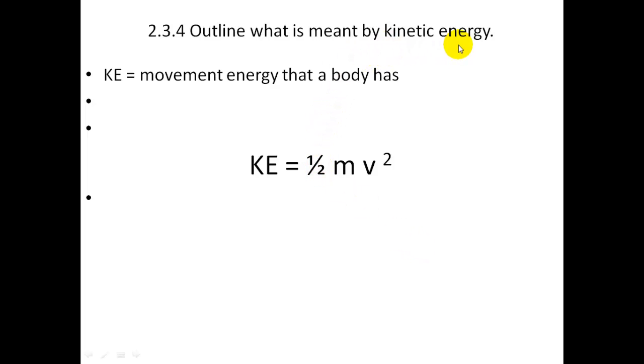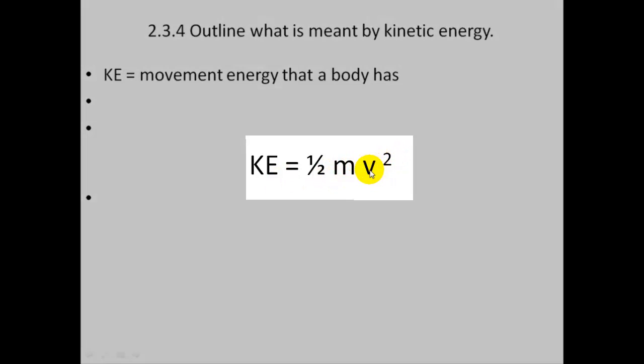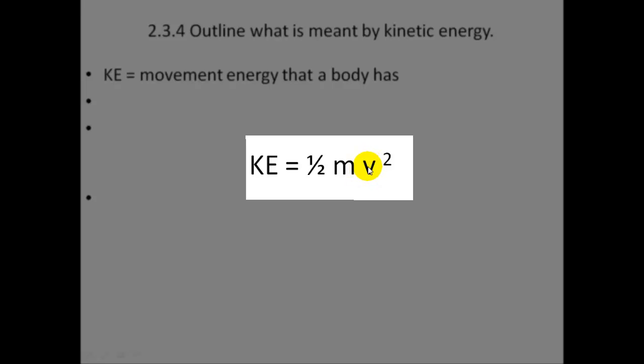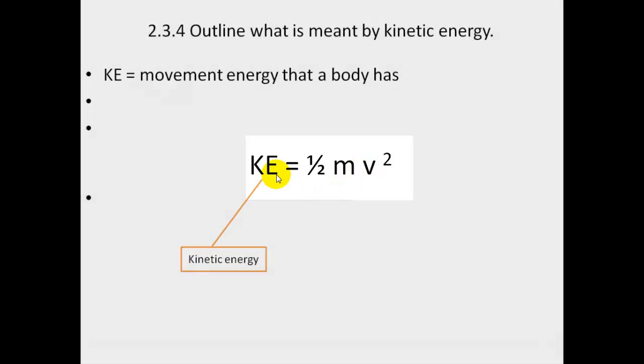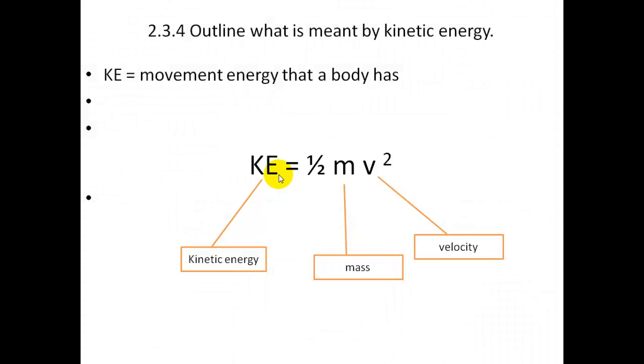Next is kinetic energy. Kinetic means moving. So the kinetic is the movement energy that a body has. Its kinetic energy is half mv squared. So notice there has to be a velocity. If the velocity is 0, the kinetic energy must be 0. K stands for kinetic energy, m is the mass of the object, v is the velocity of the object, or speed.